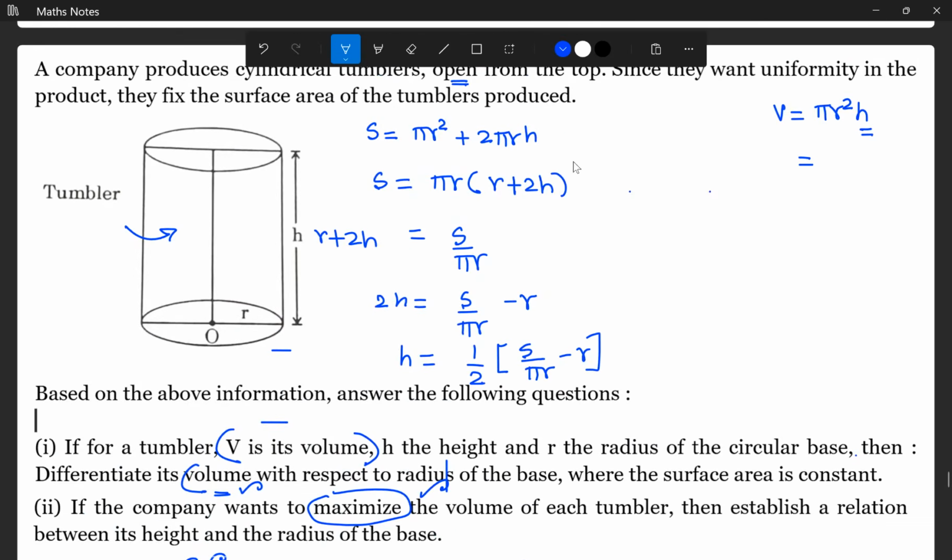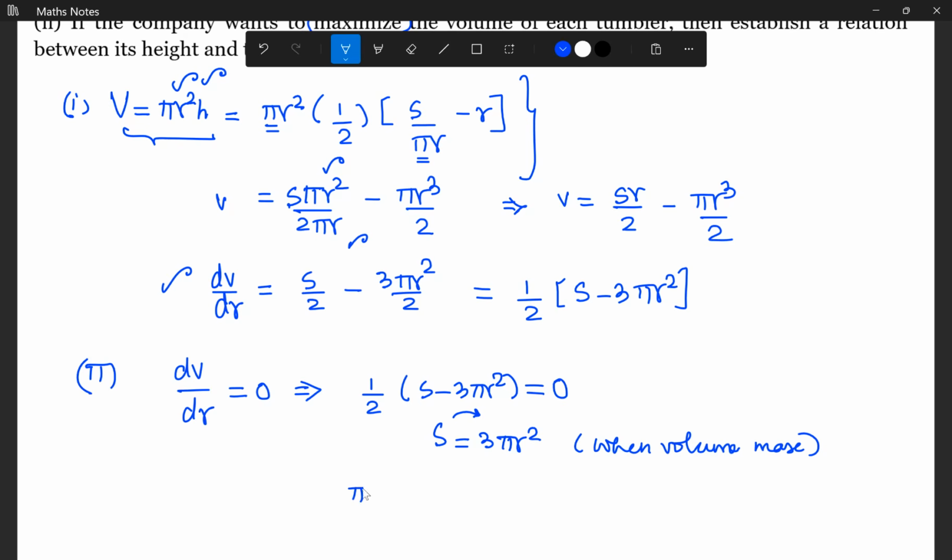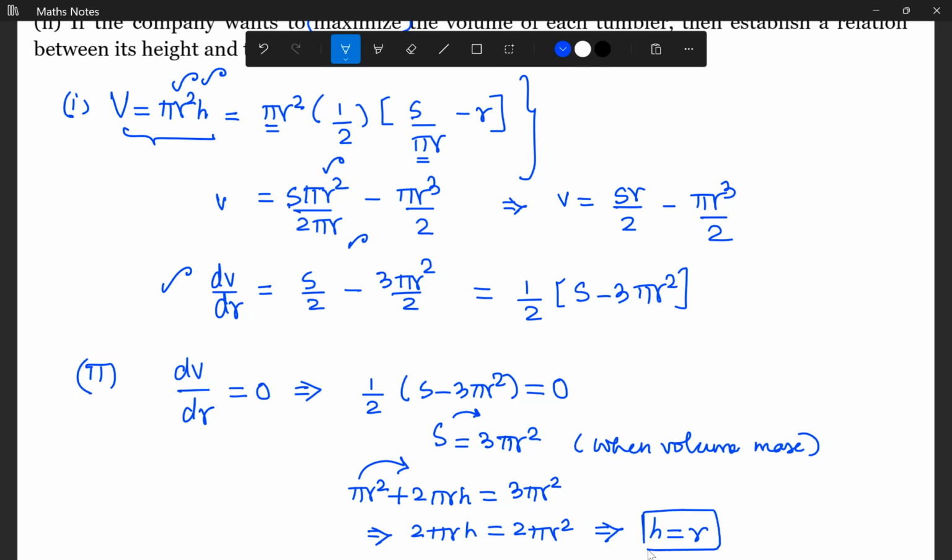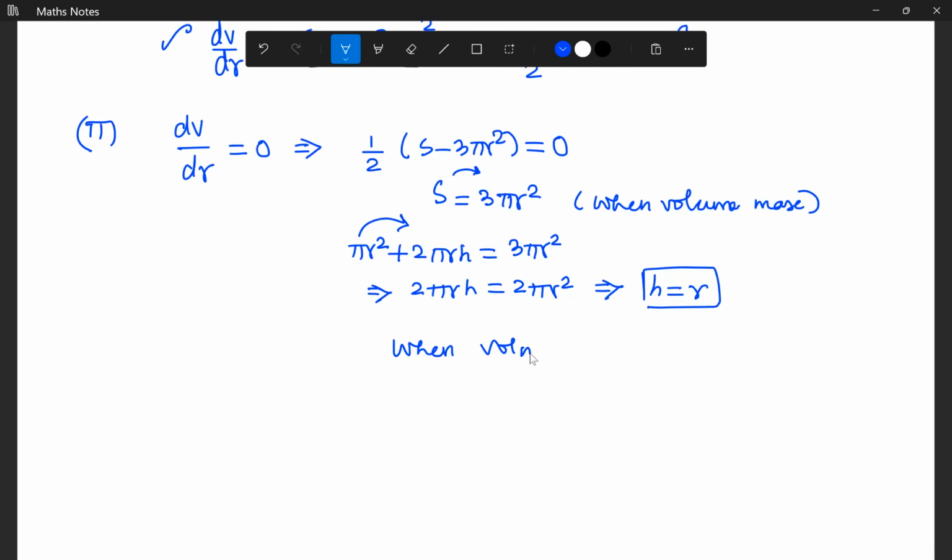And I'm going to bring this old formula of S is equal to pi r square plus 2 pi r h here. So pi r square plus 2 pi r h is equal to 3 pi r square. This implies 2 pi r h is equal to pi r square goes to the other side, it becomes 2 pi r square. If you cancel 2 pi r on both sides, you will get h is equal to r. Here it indicates that the volume is maximum. We get h is equal to r, and there is one more result, which is S is equal to 3 pi r square. We are not done yet.